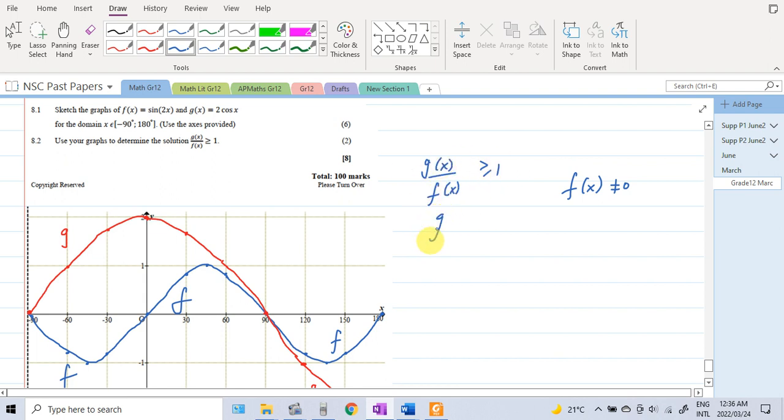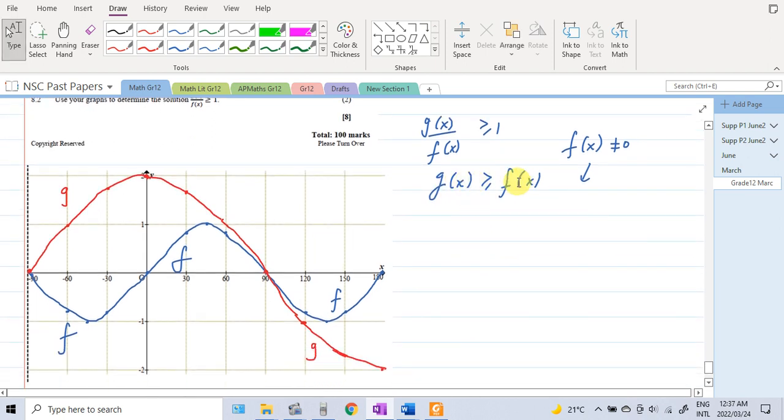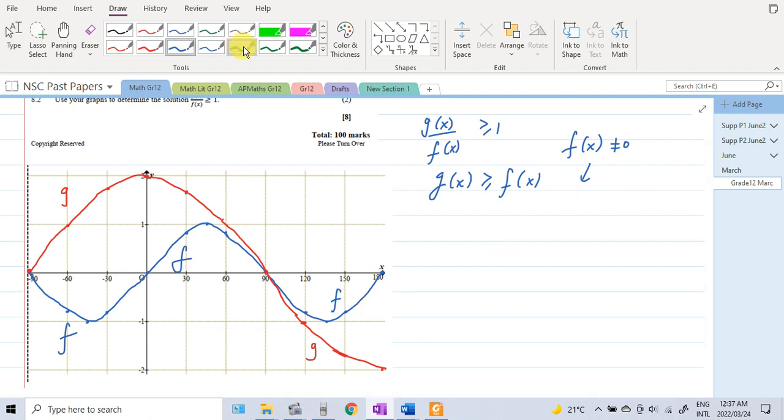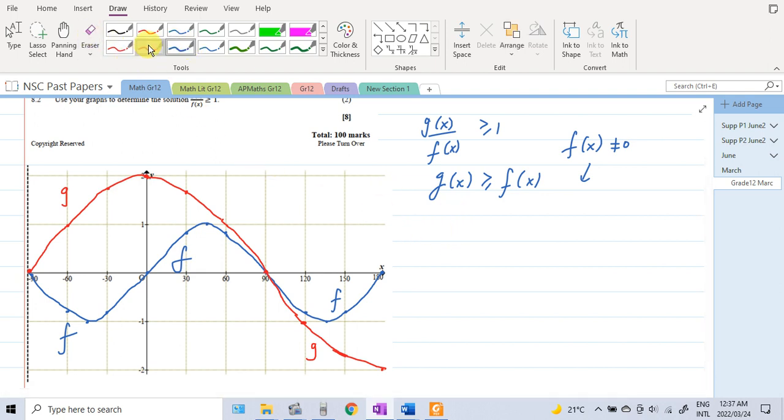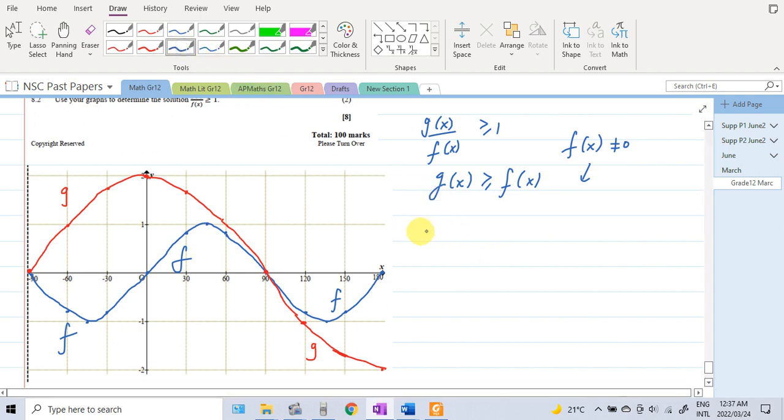But remember there's a restriction here. So where is the g graph above the f graph? So we're looking for the g graph which is above the f graph. Remember at minus 90 we can't include minus 90 because we'll be dividing by 0 there. So x is an element of... okay, let's write it in inequality notation. Minus 90 degrees is less than x, which is less than 90 degrees.